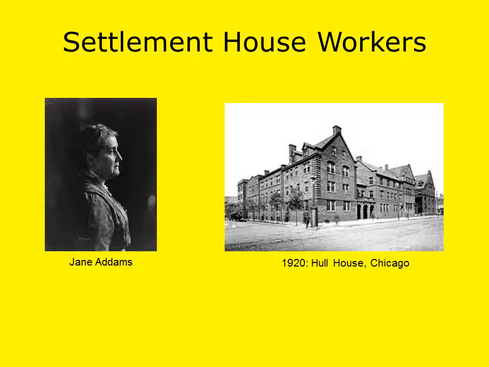A more practical and hands-on approach to reform in the Progressive Era took the form of the settlement house movement, which began in the 1880s and reached its peak in the early 1920s. The movement emerged in both England and the U.S. In fact, the first settlement house examples appeared in London.